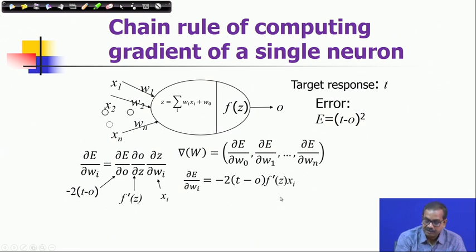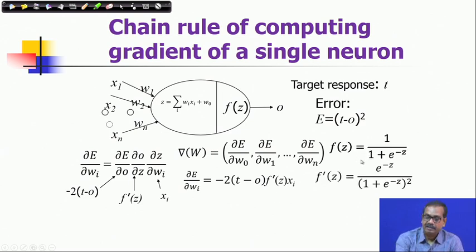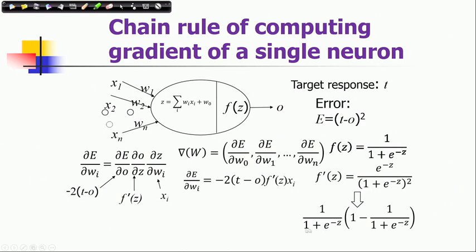Now, let us consider a particular form of f of z. This is a sigmoid function. If I take the derivative with respect to z, it will look like this. Incidentally, this can be expressed in this form, which is nothing but f of z into 1 minus f of z. This is one interesting simplification if you consider the sigmoid function. Sigmoid function has this property, and in many cases in neural networks the sigmoid function is used, and this particular property is effectively used in computation.